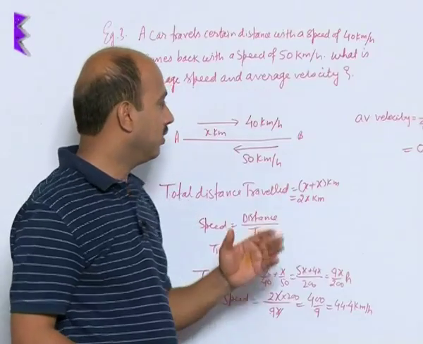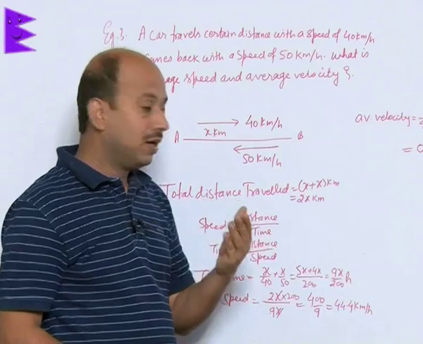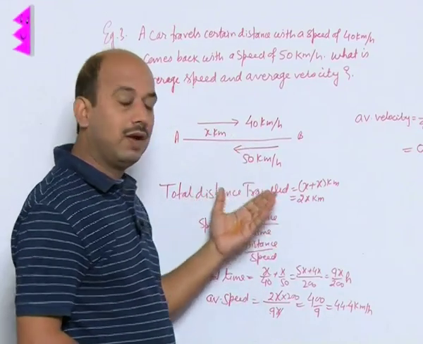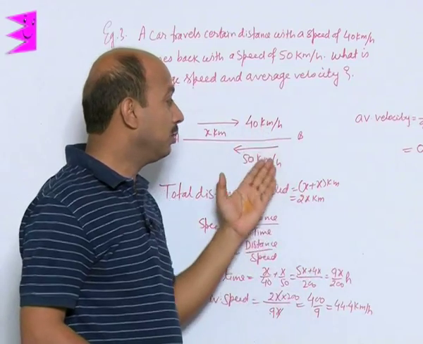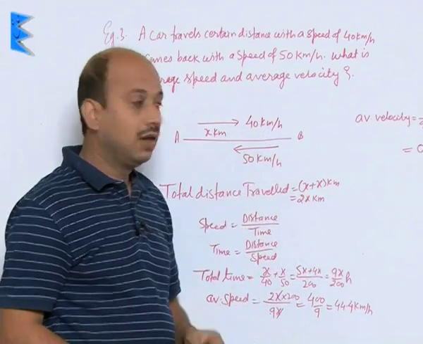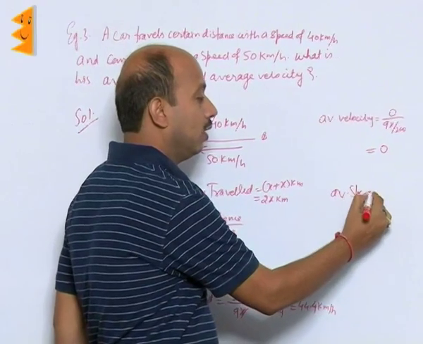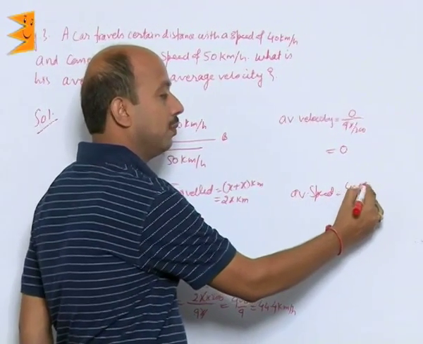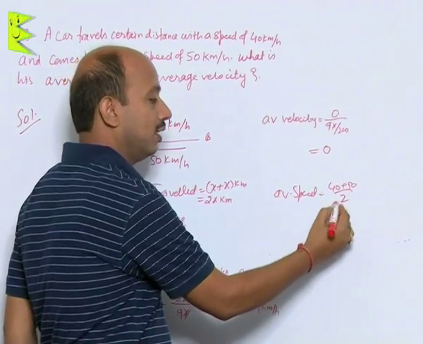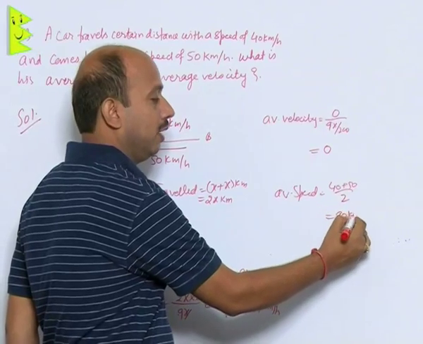Now, one more thing is here, some students may assume 40 plus 50 divided by 2, they can take the average of these two speeds. Like they can write directly average speed is equal to 40 plus 50 divided by 2, that is 90 kilometer per hour.